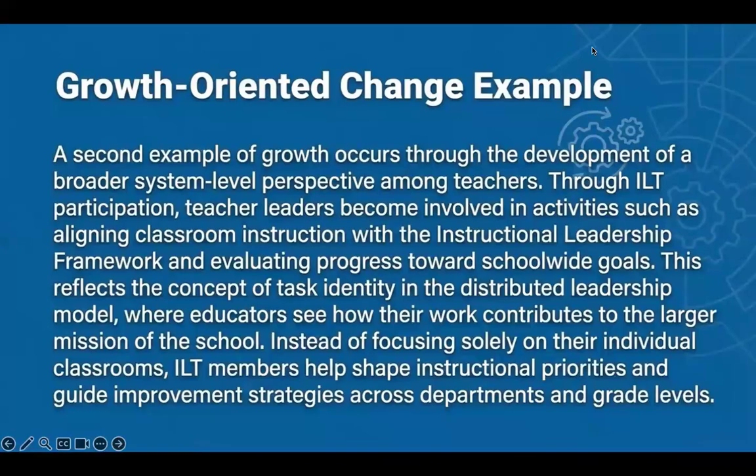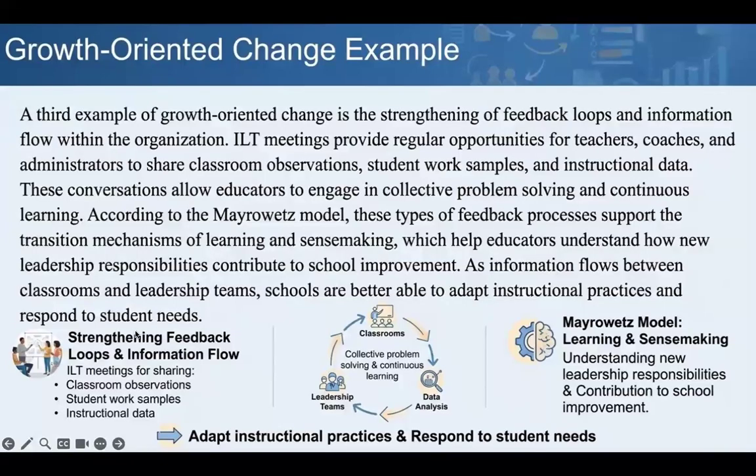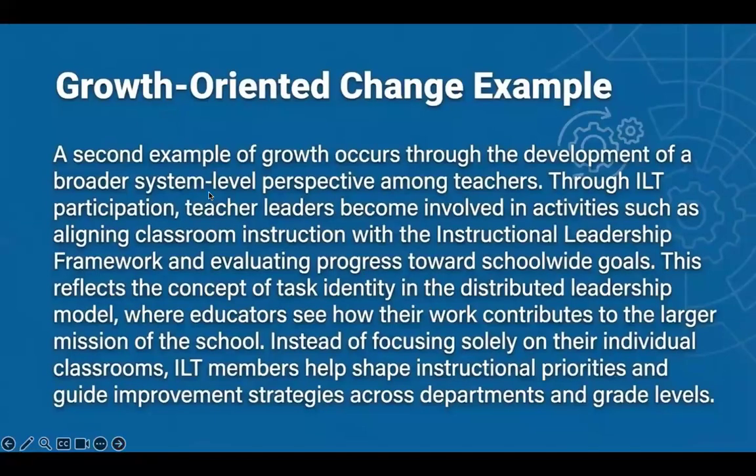So, growth-oriented change. A second example of growth-oriented change. Why is my screen like this? I'm sorry. Technical difficulties. Bear with us. Let me see if I can minimize this.